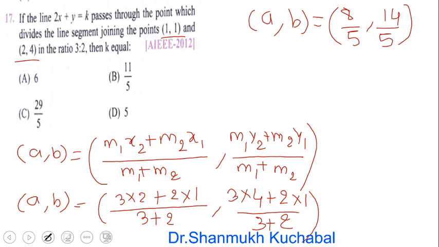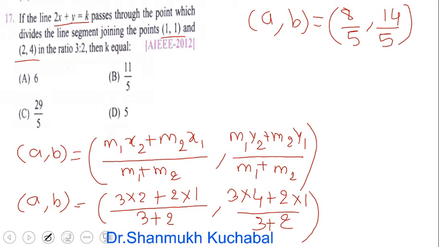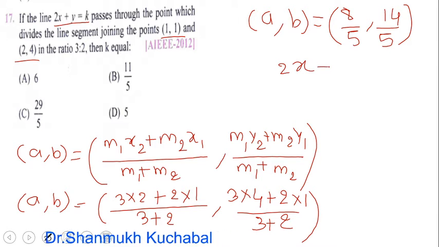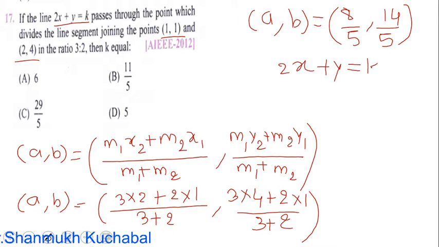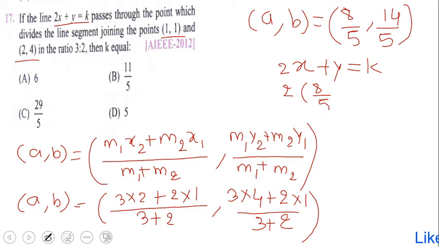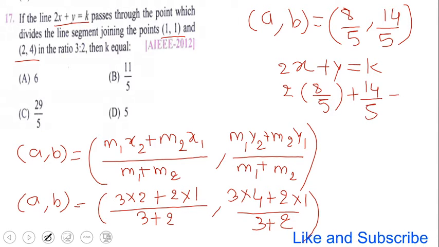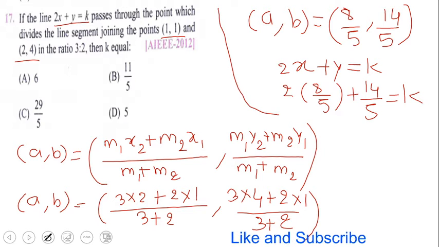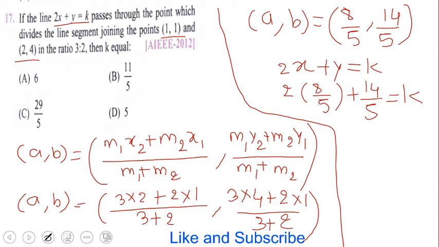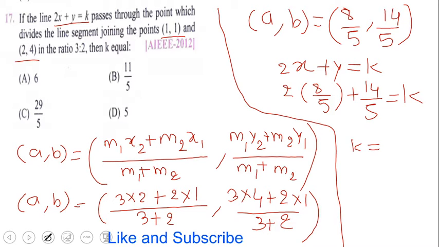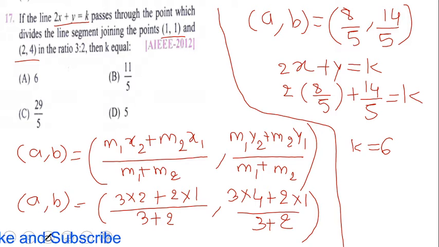Then further we have this equation, 2x plus y equal to k. So x we have to substitute as 8 by 5, 2 into 8 by 5, and y we have to take as 14 by 5, equal to k. So we have to simplify this one. So after simplification, the k value we get is 6. Therefore clearly we observe that option A is the right answer.